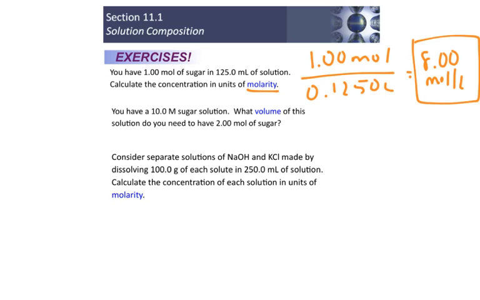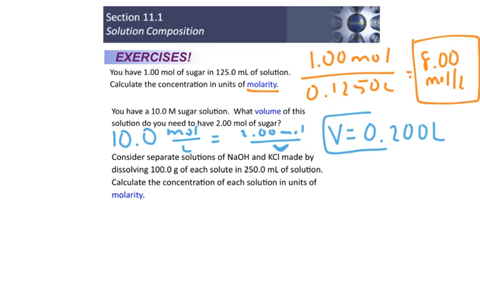All right, this next one we have a 10.0 molar solution of sugar. We want to know what volume of the solution we need if we want 2 moles of sugar. So we can set this up like a formula. We know that molarity is moles per liter, and if it's 10.00 moles per liter, that's the same as 2.00 moles over what volume? So if we solve for volume, we should get 0.200 liters. Again, 3 sig figs because our givens have 3 sig figs.